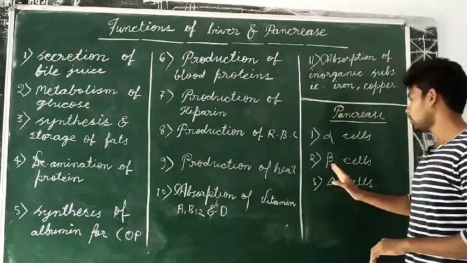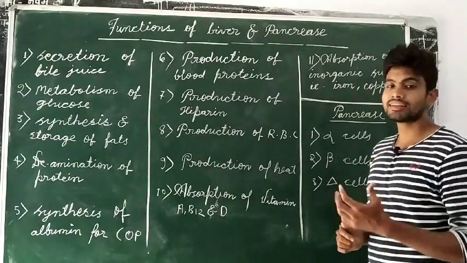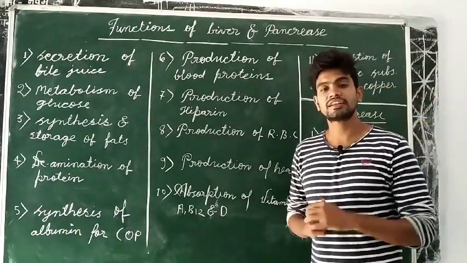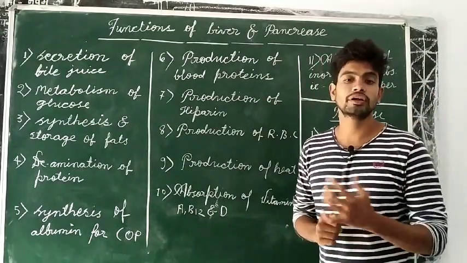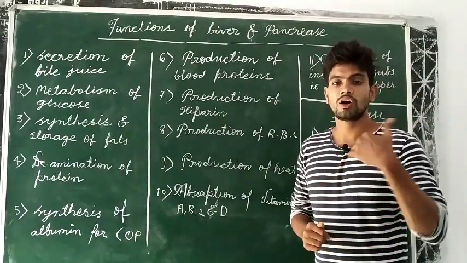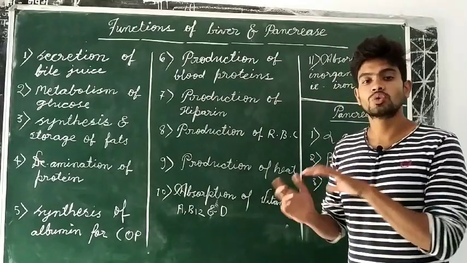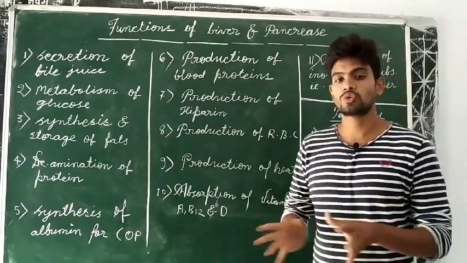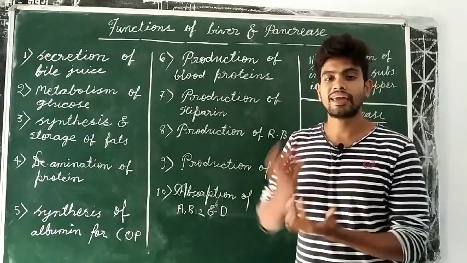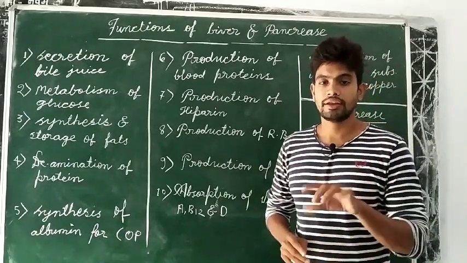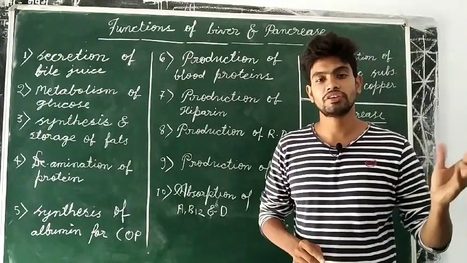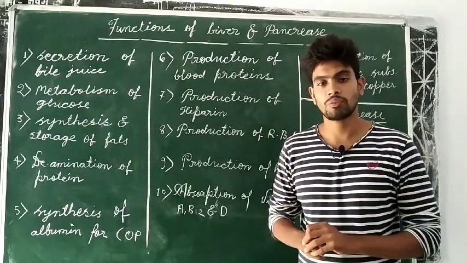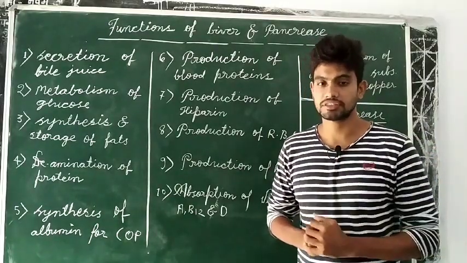Now when we talk about beta cells, they secrete a very important hormone which is called insulin. Insulin is a hormone which converts glucose into glycogen. So whenever there is excess amount of glucose, it is converted into glycogen by insulin. And if there is insufficient amount of insulin, the person suffers from a problem which is called diabetes.